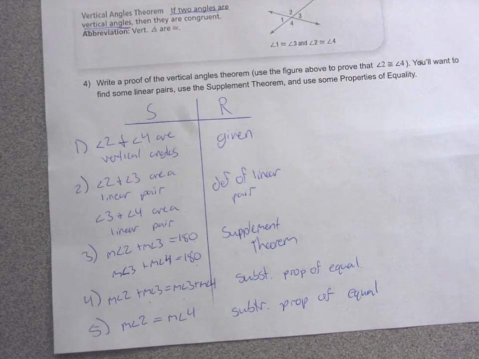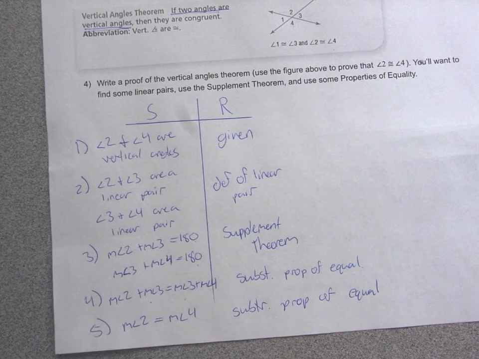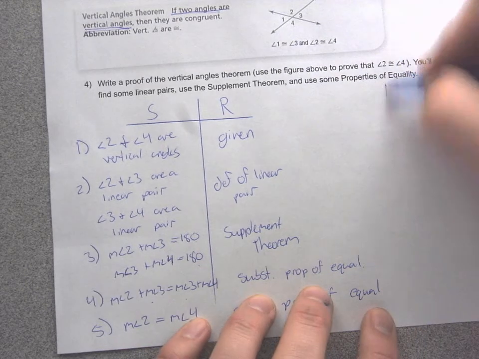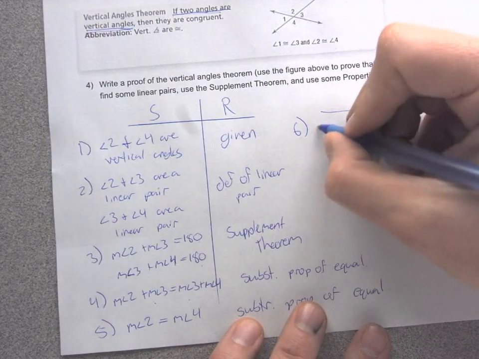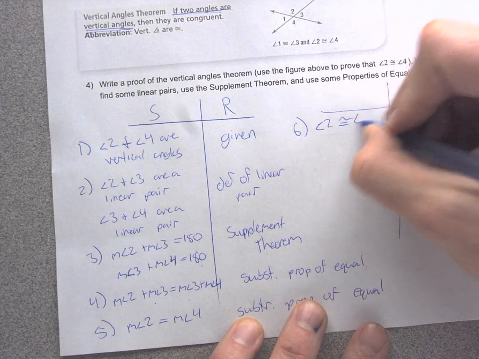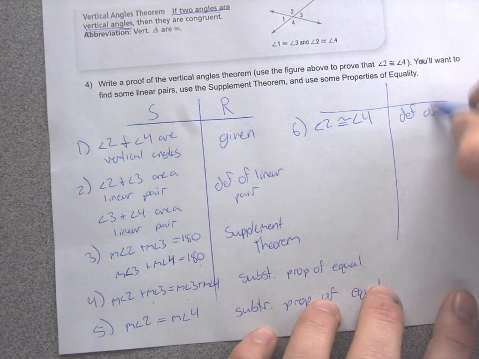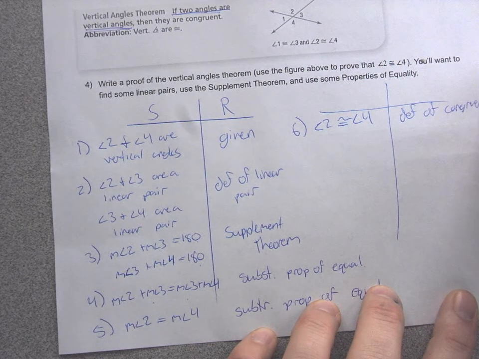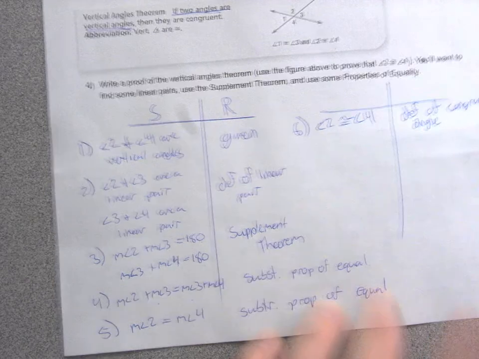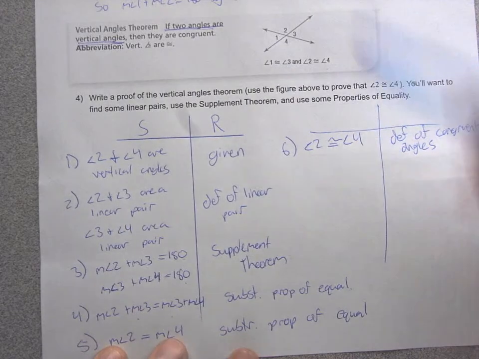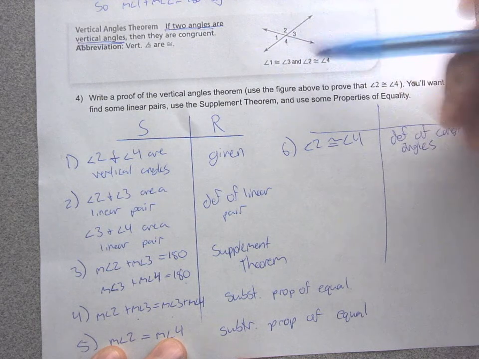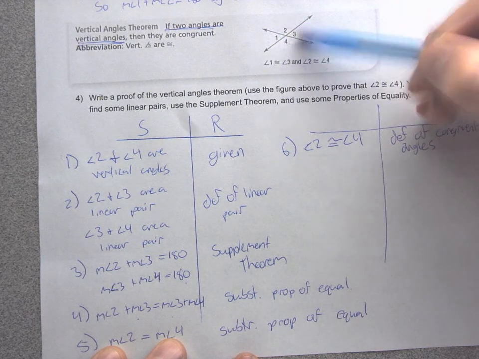Okay, now we've almost set out to prove what we wanted to. We wanted to prove angle 2 congruent to angle 4. We know their measures are equal, so our last step here is to just change this equation back into a congruent statement. And we do that by talking about the definition of congruent angles. Congruent angles have the same measure. So since these have the same measure, they're congruent. All right, so we did it. We started with this figure, and we didn't assume these were congruent. We assumed they were vertical, and we showed by linear pairs that they have to be congruent.